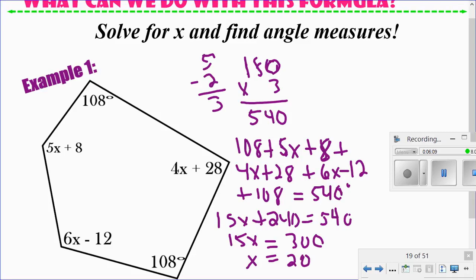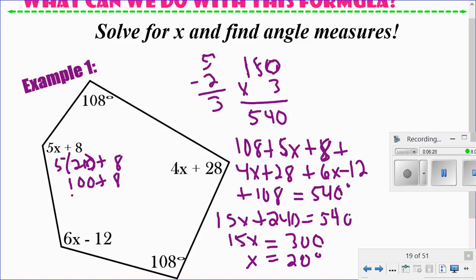So it says solve for x and then find the angle measures. Well, x is 20 degrees. So I'm going to go ahead and substitute 20 in here for each angle. So 5 times 20 plus 8. 5 times 20 is 100.